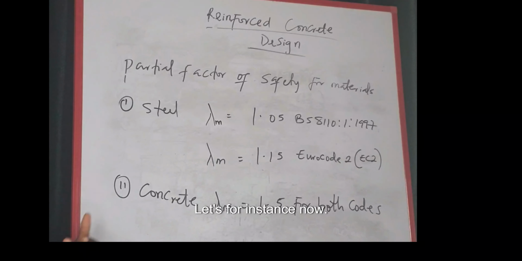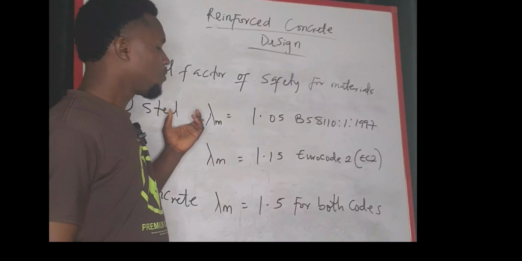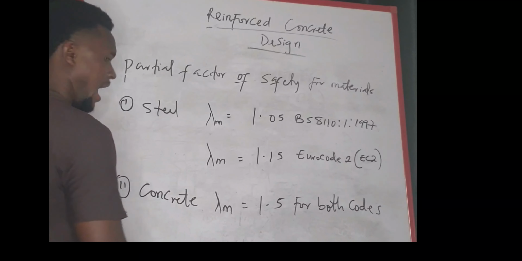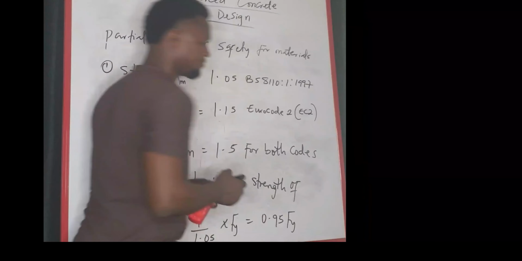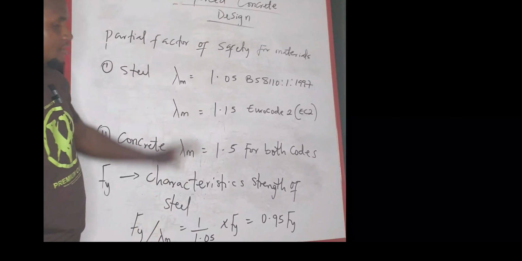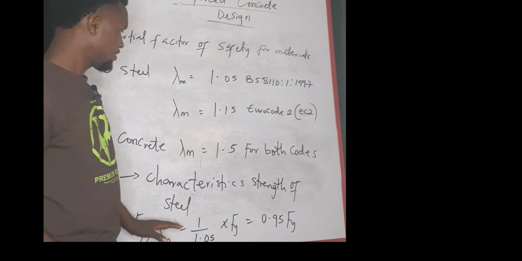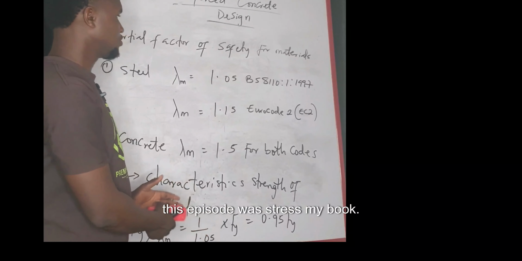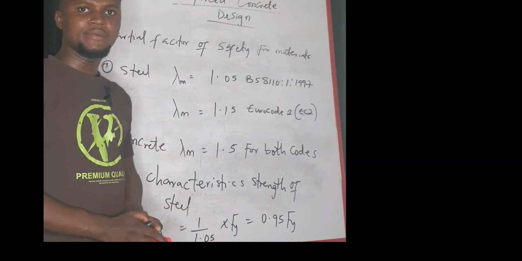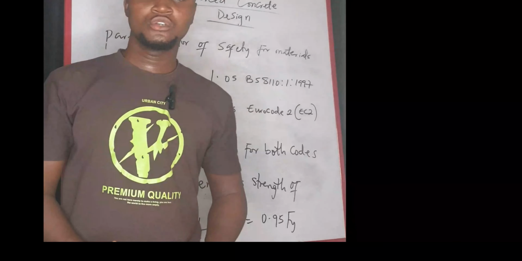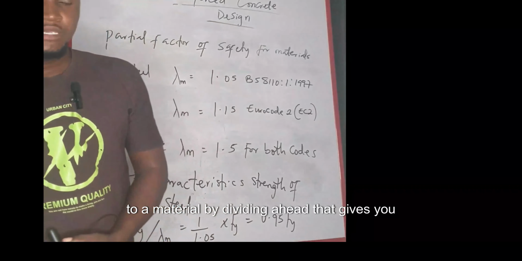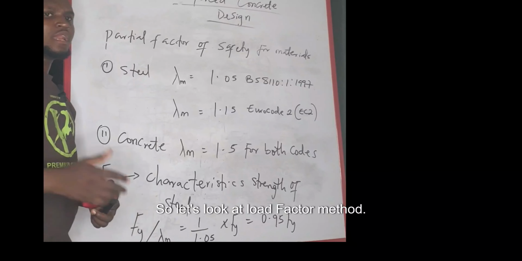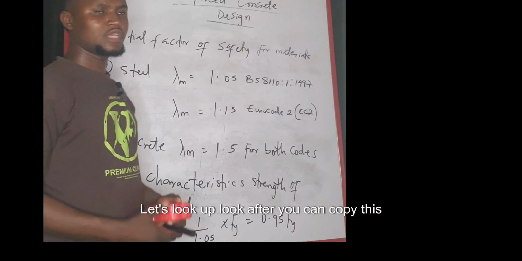So let's say, for instance, now, if I have a material, when you apply partial factor of safety to a material by dividing, that gives you the permissible stress method. So let's look at load factor method.